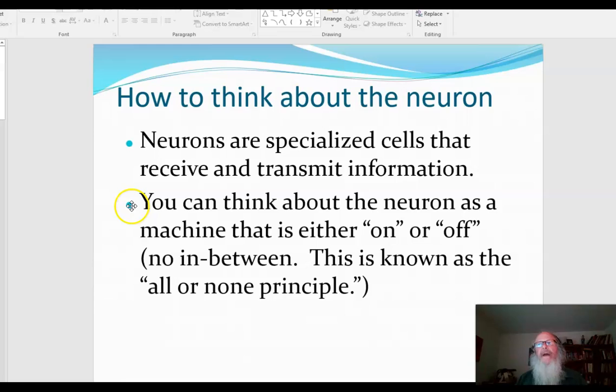And one potentially helpful way of thinking about these individual nerve cells is that they're little machines that are either on or off. There's no in between. The neuron's either on or it's off. And the fact that the neuron is either on or off is known as the all or none principle. All, it's on, or none, it's off.